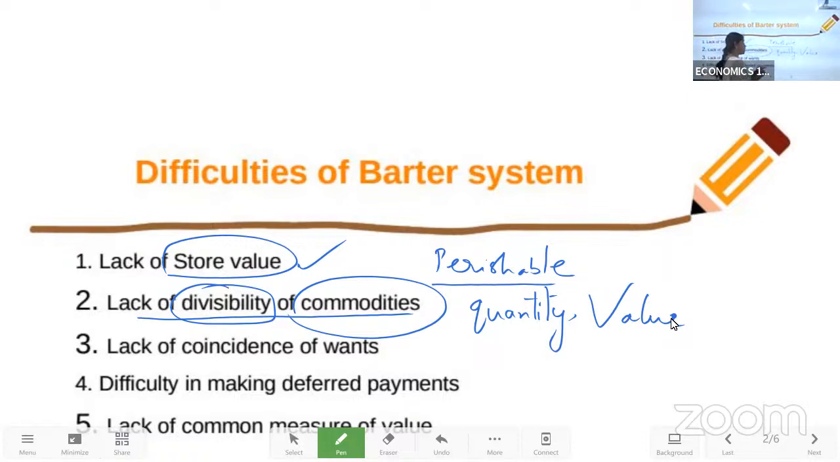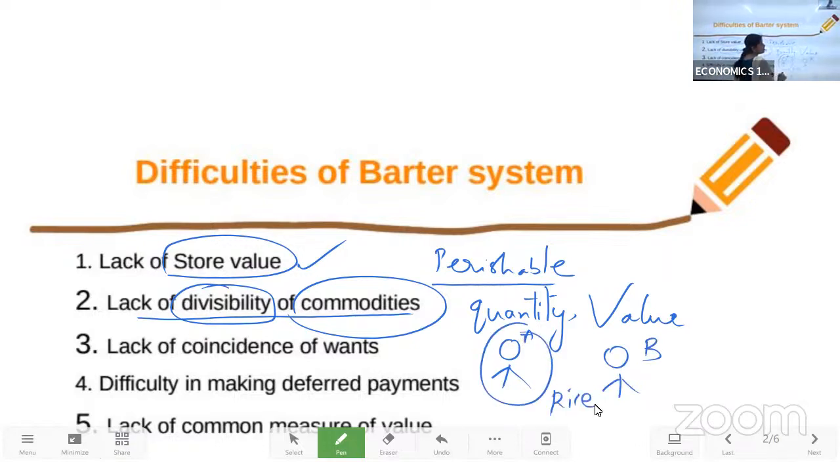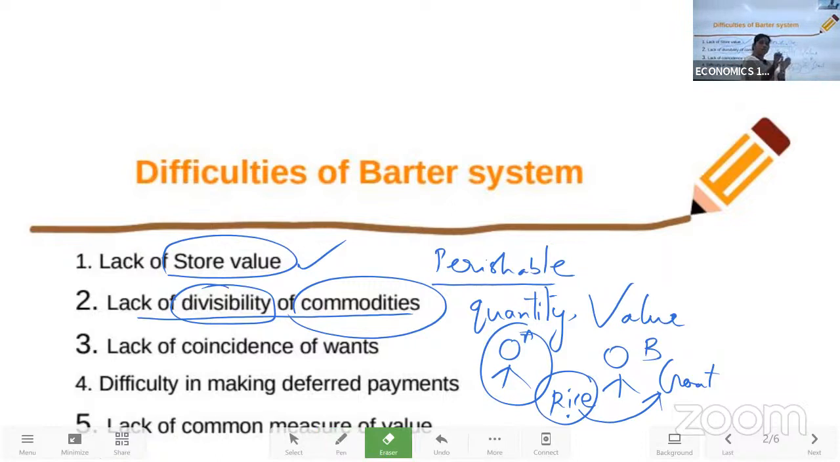Take example. Here, the person A is there, and this is the person B. Person A is having rice with him, and person B is having a goat. Now tell me, here he has to exchange the rice for this goat. But is it possible? The rice we can divide into some quantities. Quantity wise, the rice can be divided. But is it possible for the goat to be divided into parts? It's not.